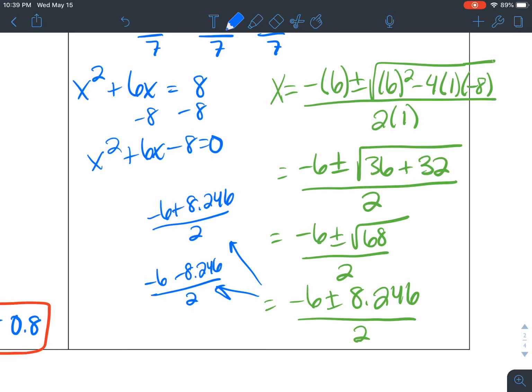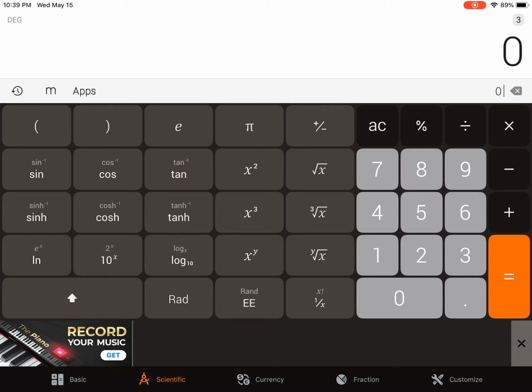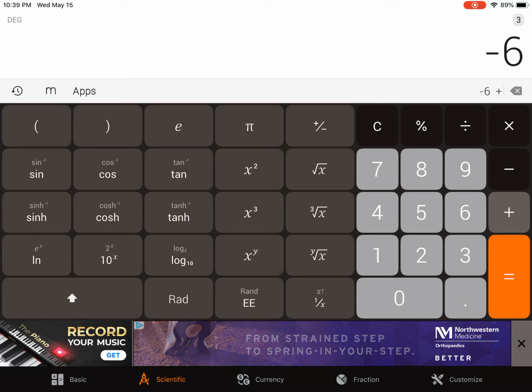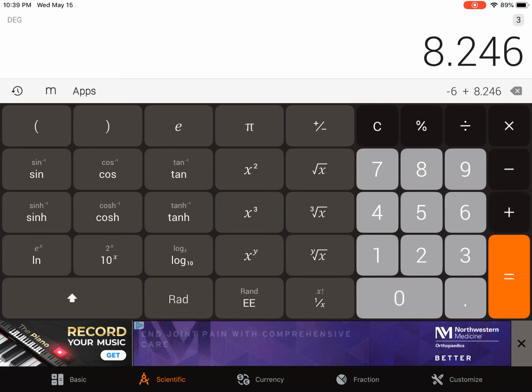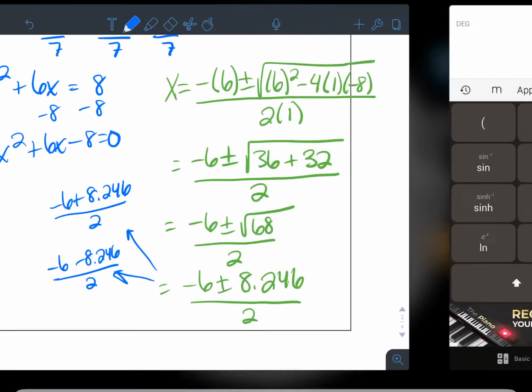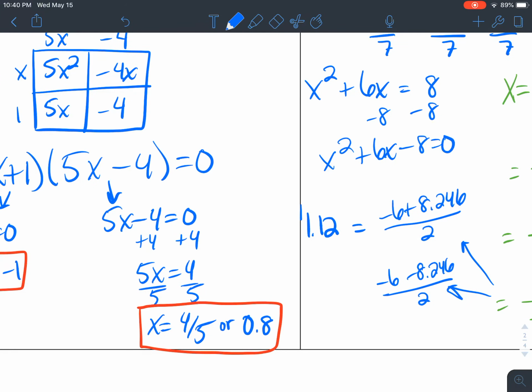So if you grab the calculator, -6 plus 8.246 divided by 2, I have 1.123. I can show that again. Where's my sign flip on here? Oh yeah, there it is. -6, sorry, I did plus here. Plus 8.246, equals, divided by 2, I get 1.123. So that means this first one, the plus sign, is 1.12.